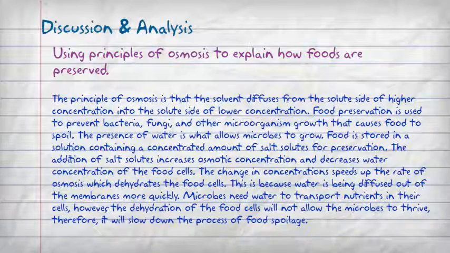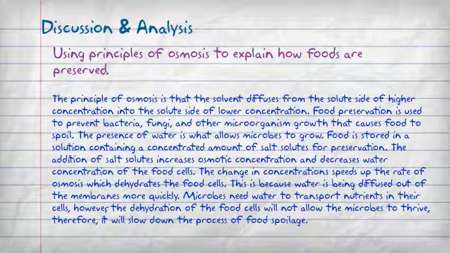The principle of osmosis is that the solvent diffuses from the solute side of high concentration into the solute side of lower concentration. Food preservation is used to prevent bacteria, fungi, and other microorganism growth that causes food to spoil. The presence of water is what allows microbes to grow. Food is stored in a solution containing a concentrated amount of salt solutes for preservation.